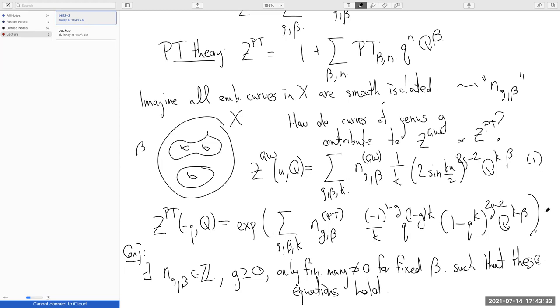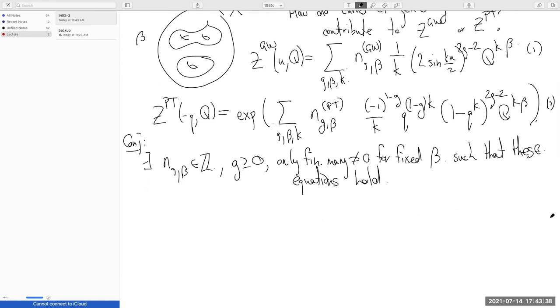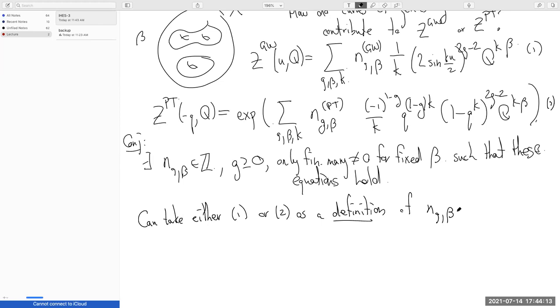And actually, one thing you can do, so the first one is equation one, the second is equation two. One way this subject has developed over the years is that you could take equation one as a definition of these integers. You could formally take this generating series and expand it out like this. And then there's something to check. You have to check that whichever definition you take satisfies the conditions of this conjecture, so this property here, and then it becomes a conjecture, even though from the heuristic, this property was automatic.